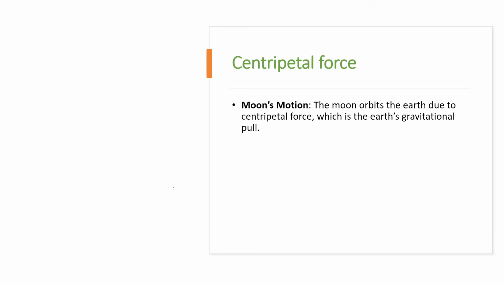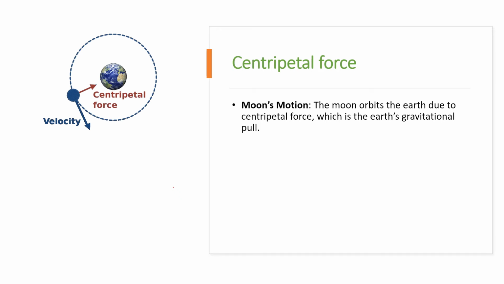Let's deep dive. Let's take an example of the moon's motion. The moon orbits the Earth. Why? Because of centripetal force. What is centripetal force? It is a center-seeking force. What is the center here? Earth is the center, right? So Earth's gravitational force, in this case, is the centripetal force acting on the moon, and this is what is causing the moon to orbit around the Earth.